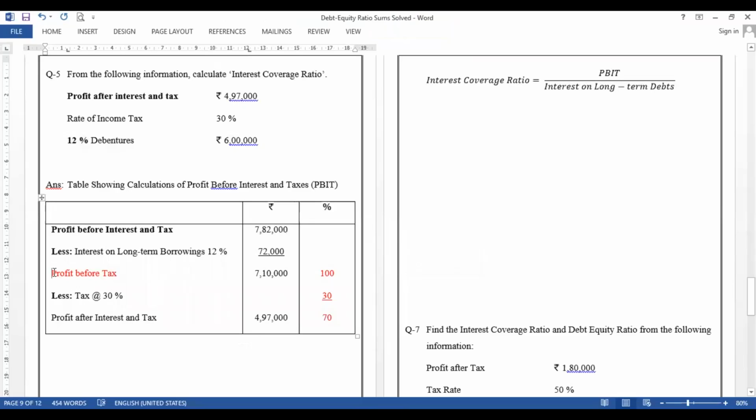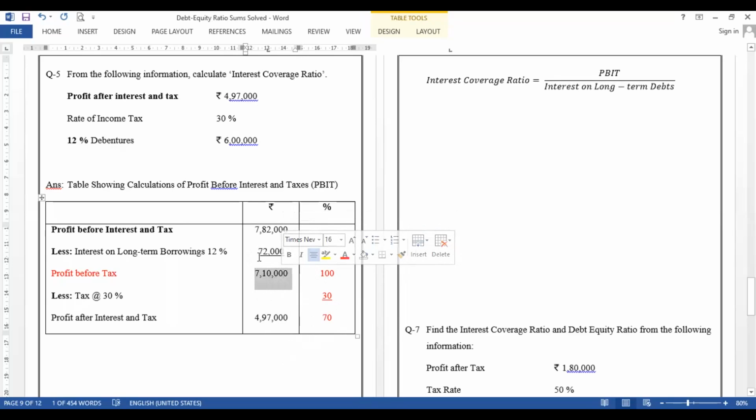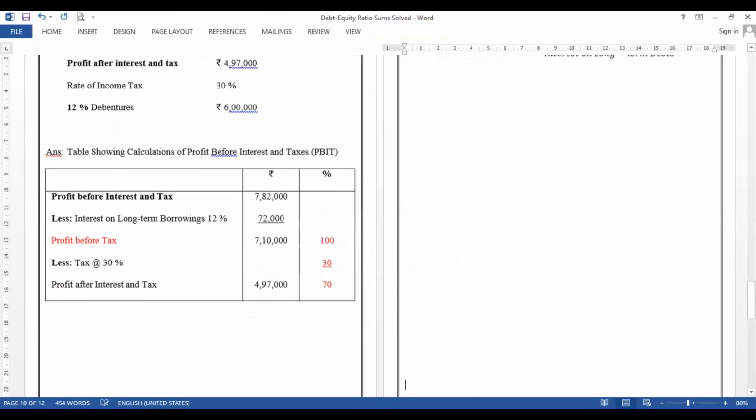Let me repeat the things. I started with profit before tax. I have assumed this as 100 in terms of percentage. Tax rate given as 30%, so the remaining percentage left with me is 70 as profit after interest and tax. Now if profit after interest and tax is 70 and the amount is 4,97,000, so 100 will be how much? That has come to 7,10,000. Interest on long-term borrowings, interest on debentures, 12% of 6 lakh, is 72,000. So 7,10,000 plus 72,000 is 7,82,000 as profit before interest and tax.